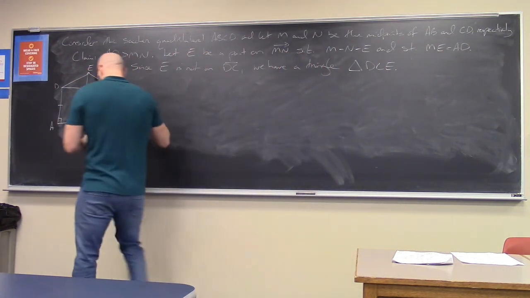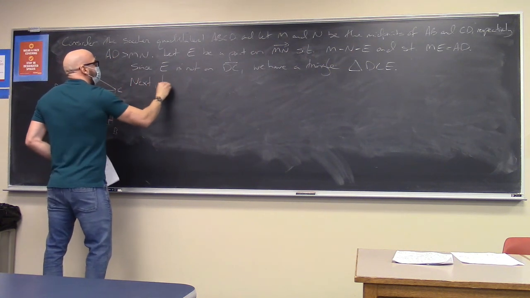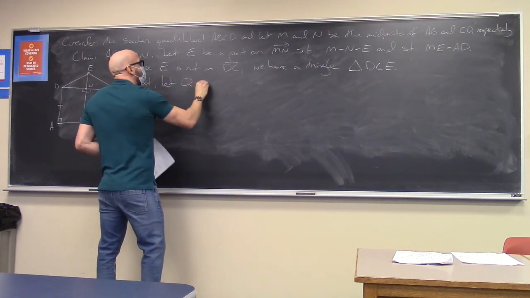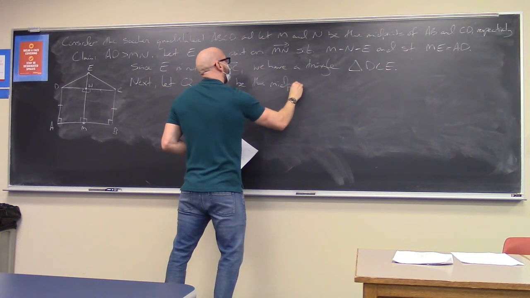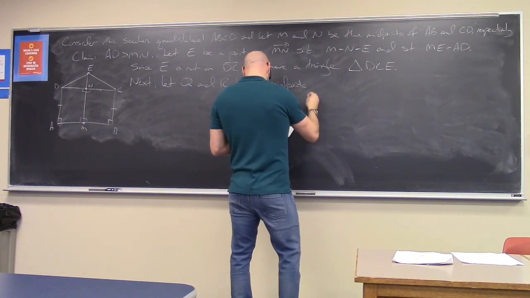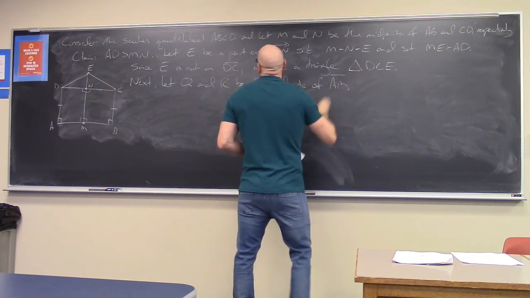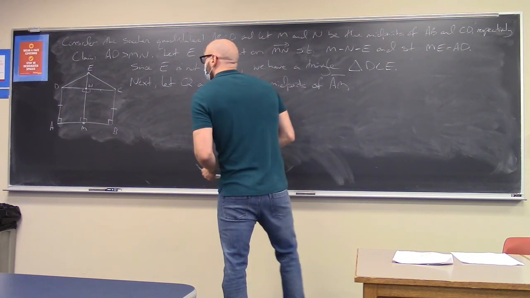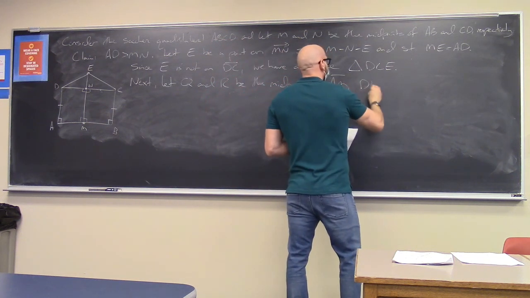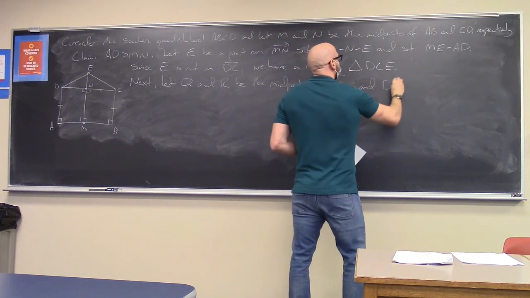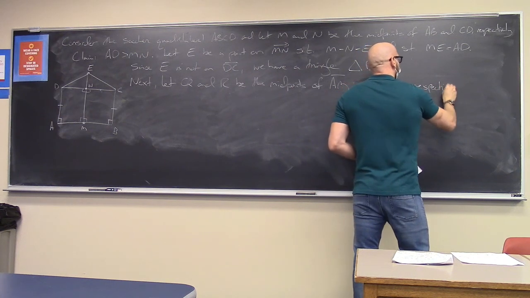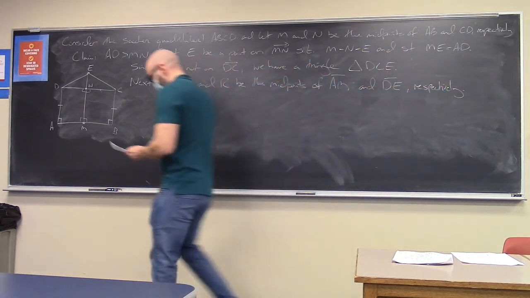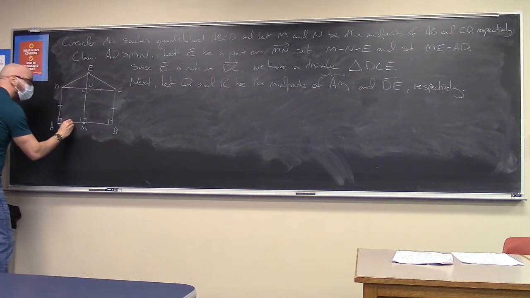So next, let Q and R be the midpoints of AM and DE respectively. So Q and R.